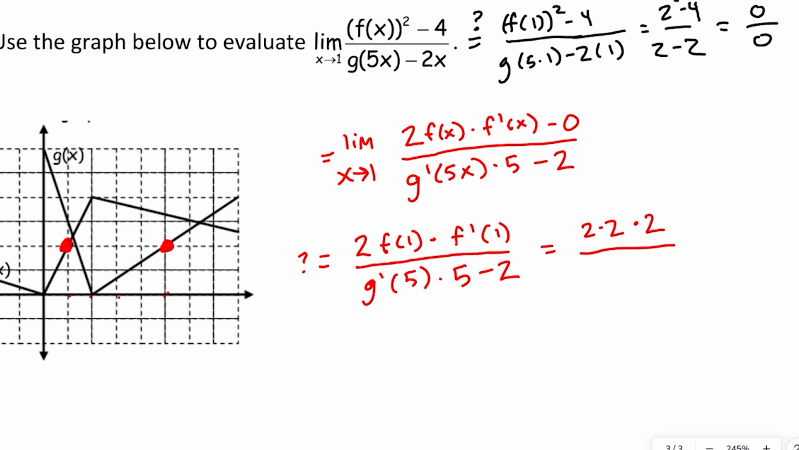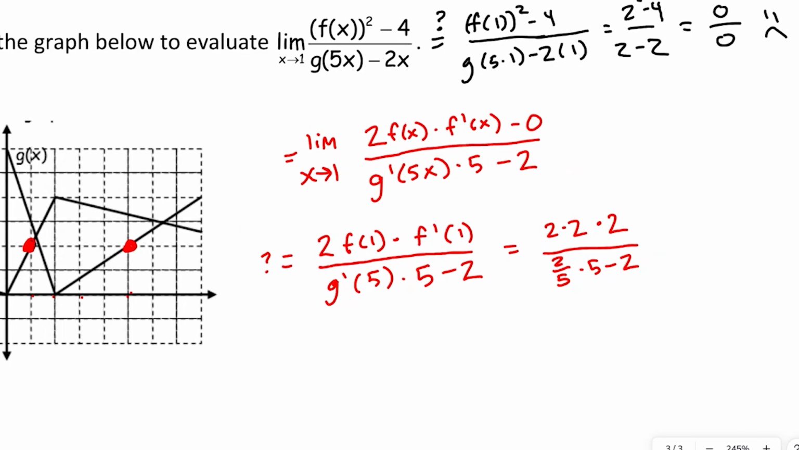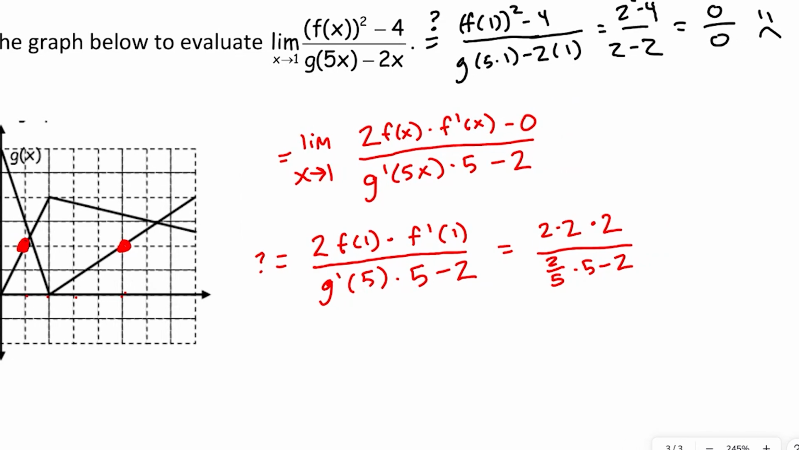Divided by the slope of g at 5. Okay, what's the slope of g at 5? So right here. Okay, 2/3. Yeah, up 2 over 3, up 2 over 3. Very good. So that's 2/3 times 5 minus 2. So 2 times 2 is 4, times 2 is 8, over 2/5 times 5. That works out nicely. Oh, 2/3. That doesn't work as nicely. Yeah, 2/3 times 5. That's okay.